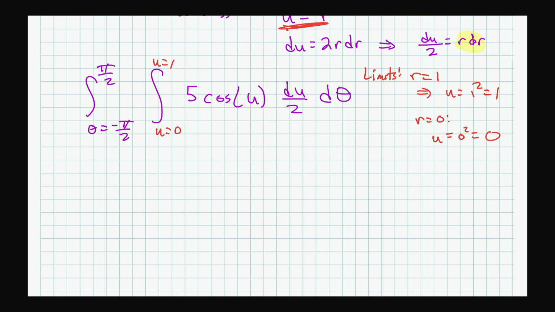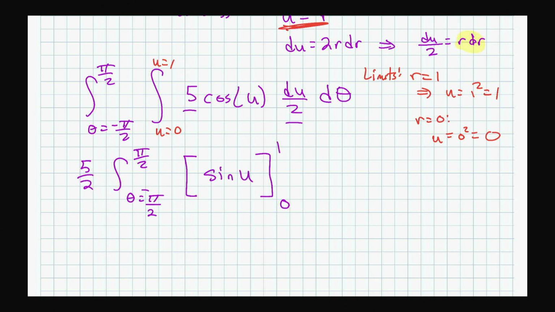So let's just take the 5 halves out of the entire thing. Theta goes from negative pi over 2 to positive pi over 2, and let's do this integral. So we're going to go from 0 to 1, and we need the antiderivative. I took the 5 halves out already, it's over here. So I'm just doing the antiderivative of cosine u du. The antiderivative is sine u. And then we got the d theta on the outside.